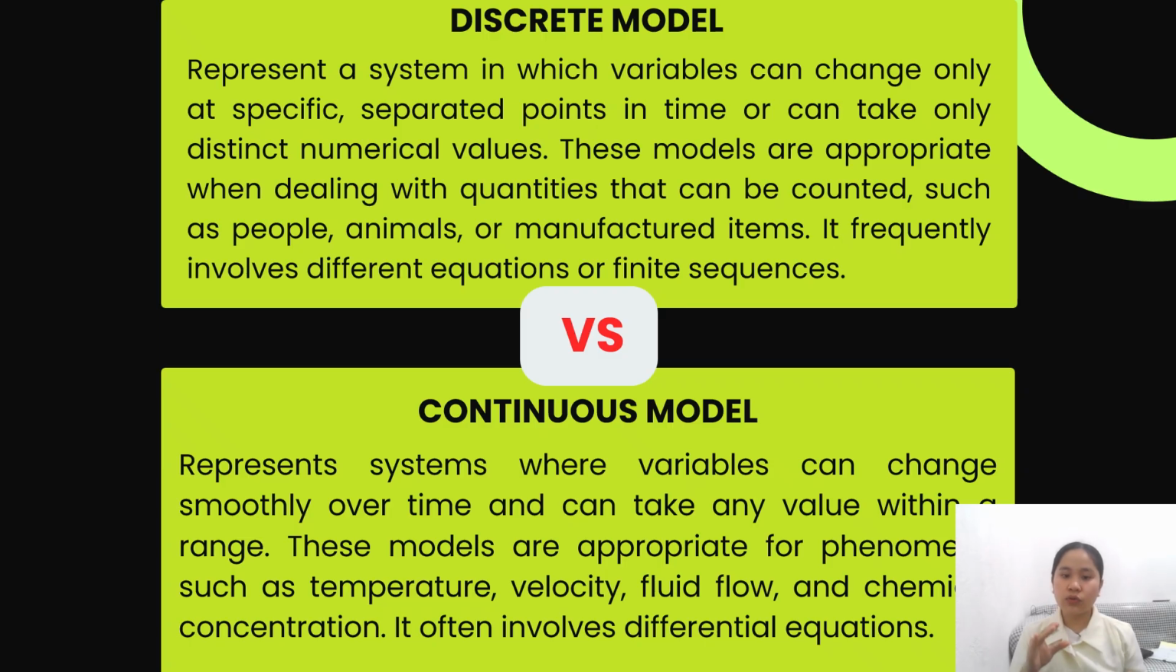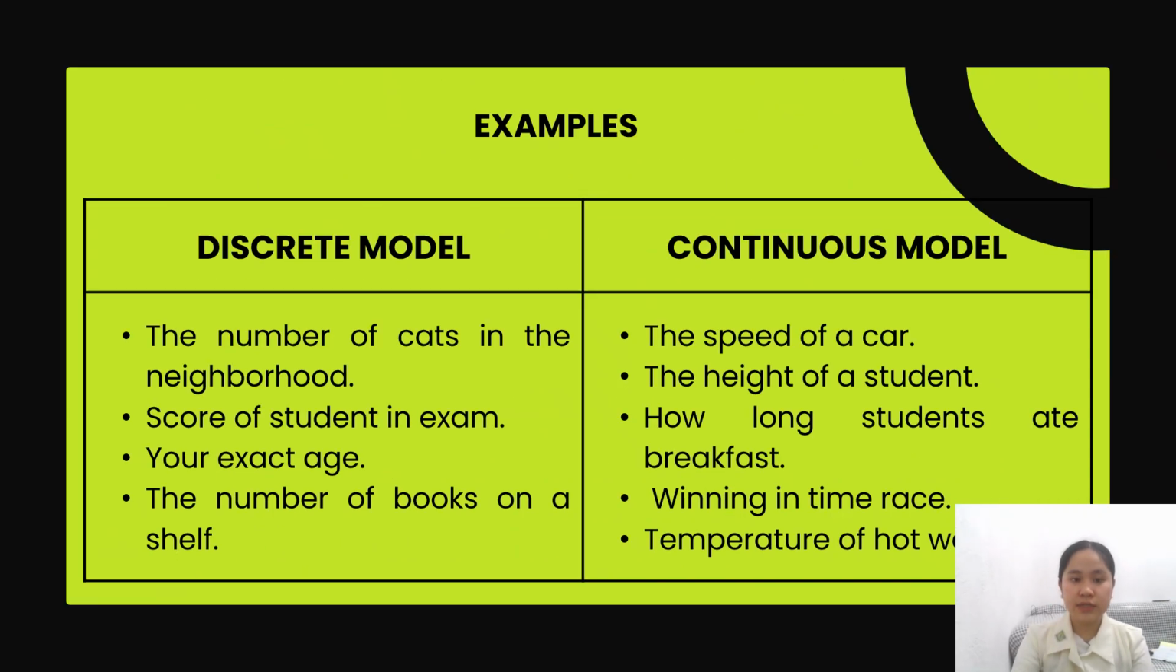Kasi kung yung discrete model ay hindi siya nagbabago, it remains constant, yung continuous model palagi siyang nagbabago. Wala siyang exact na sagot or outcome. So let's proceed on. So here are the examples of discrete and continuous models. The number of cats in the neighborhood. Syempre pag nagbibilang tayo, hindi naman natin bibilangin yung mga pusa na 1.1, 1.2. Syempre 1, 2, 3, 4 in a form of whole numbers.